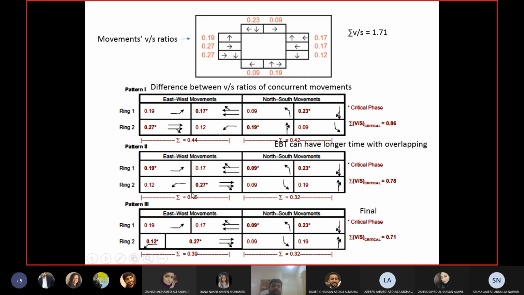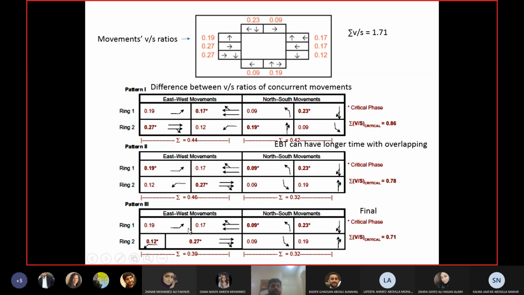But you can see here 0.27, if you overlap it, this movement needs more time. So if you overlap it with this phase, it will be better. So this is the overlapping which they have done. They are saying 0.12 and 0.19 will happen together. So obviously it will make sense if 0.12 has less time, and 0.27 will be extended into this phase as well. Again, there is no conflict here. This left turn and this one can happen together, and this left turn is happening in the other phase, so there's no conflict here.